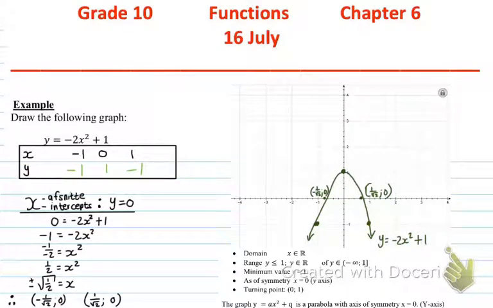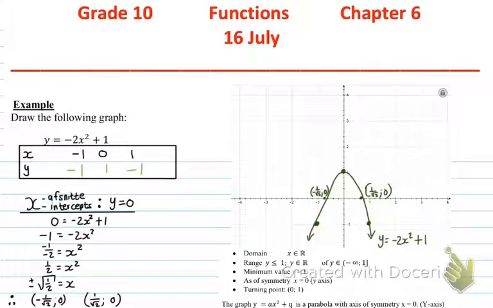Good day, grade 10. This is functions, chapter 6, and we are busy with the parabola. This is the 16th of July. So the first example says draw the following graph. y is equal to negative 2x squared plus 1.